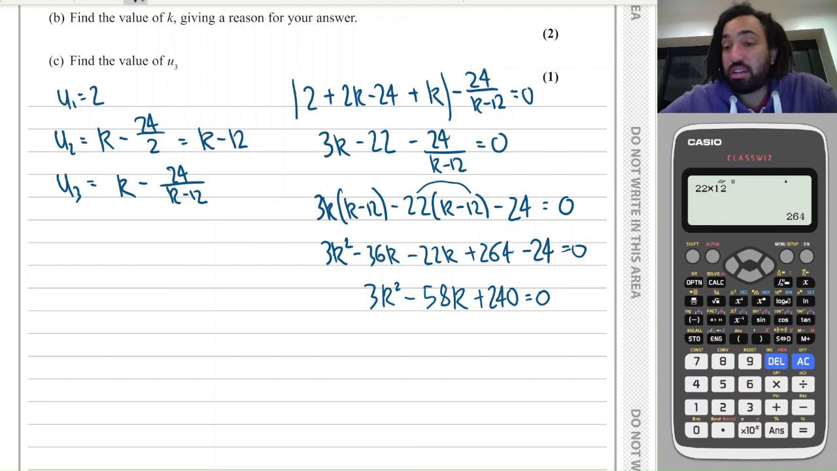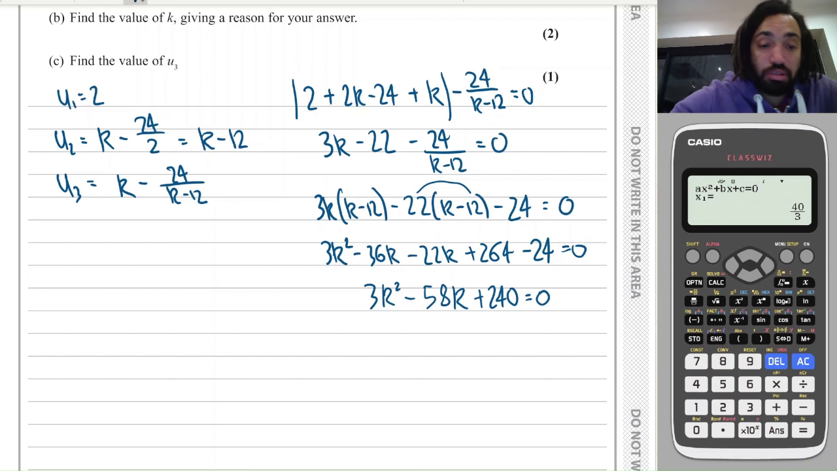So at A level, I can just go straight to my calculator and into the equation function. It's a polynomial, degree 2 because it's a quadratic, and it's 3k squared minus 58x and then 240.